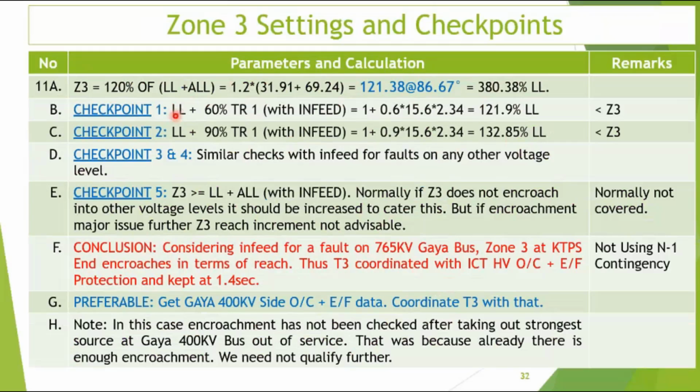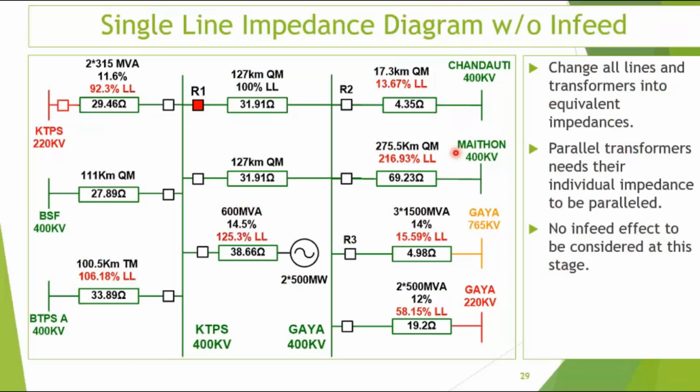And all these transformers with this infeed are only taking me up to 132%, including with the full infeed, without the n-1 criteria. I just want to tell about this n-1 criteria. N-1 criteria over here means you take, suppose this line is the highest fault contributor. On doing this short circuit study, I find this line is the highest fault contributor.